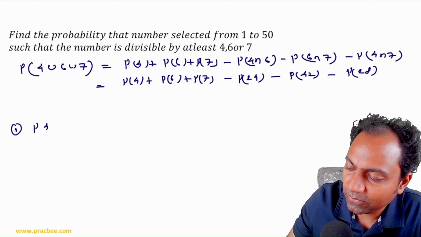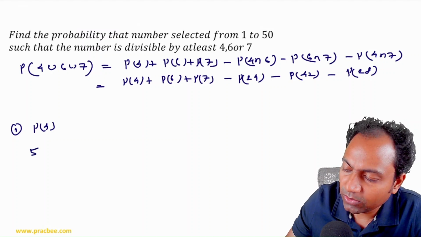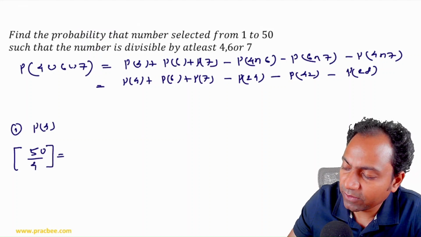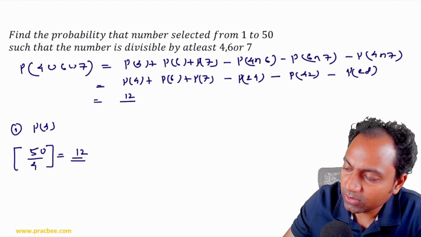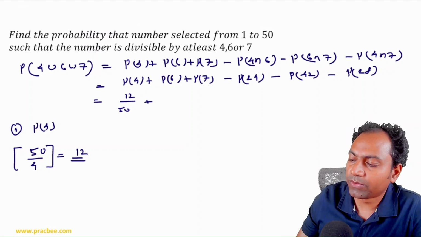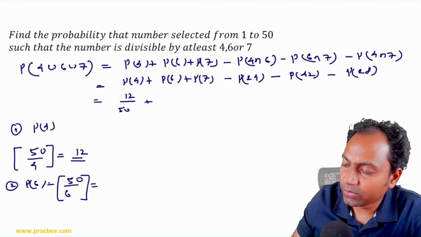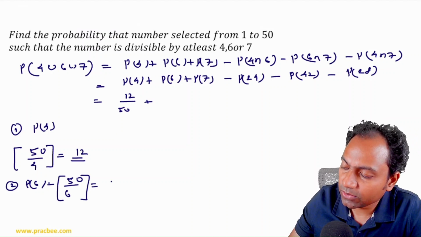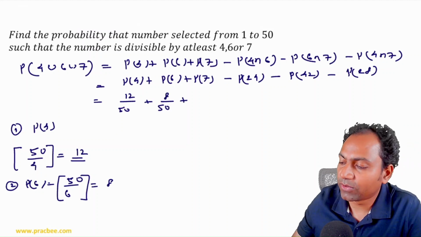If I want to find P of 4, it is very simple. How many numbers between 1 to 50 are divisible by 4? You can take 50 divided by 4 and take the greatest integer function. So 25 by 2 comes out to be 12. So there are 12 numbers divisible by 4. So this will be 12 by 50. For the next part, P of 6, I will take 50 and divide by 6. You can see that 2 will get cancelled to 25 by 3, which comes out to be 8. So 8 by 50. The next we'll have to divide by 7 in the third part.